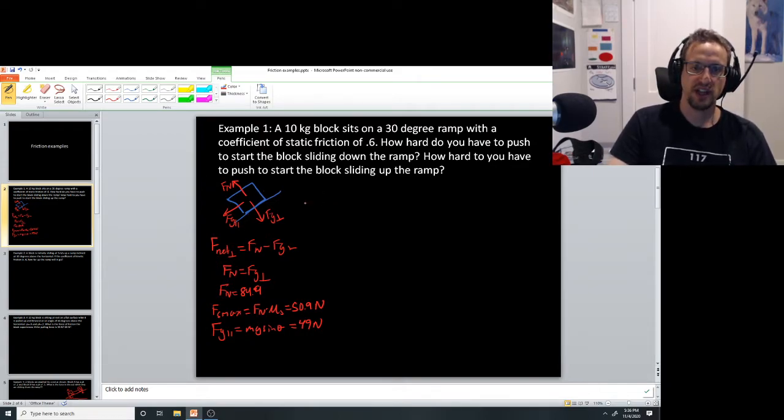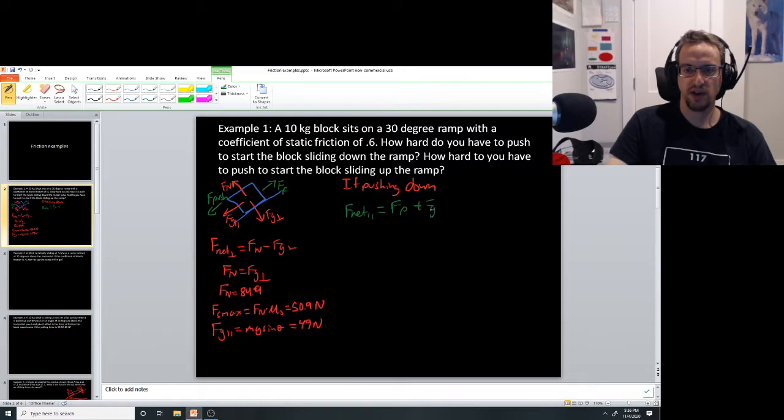All right, but let's say we are pushing down. So if we are pushing down, then the F net, I'm going to draw here, right? Then F push, and this is F friction. If we're pushing down, then net force equals F push plus FG parallel minus the force of friction, right? So this is, let's say, MA, equals force of push plus 49 minus, and we want this to be the FS max.